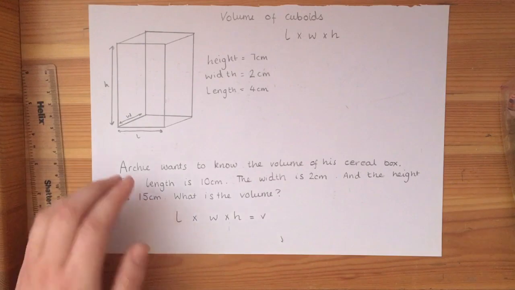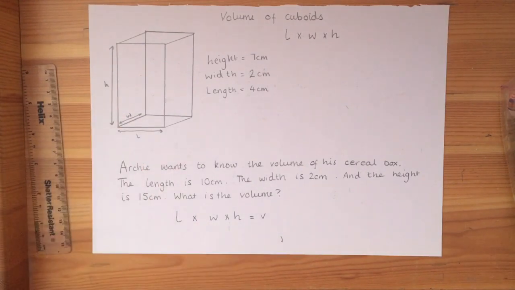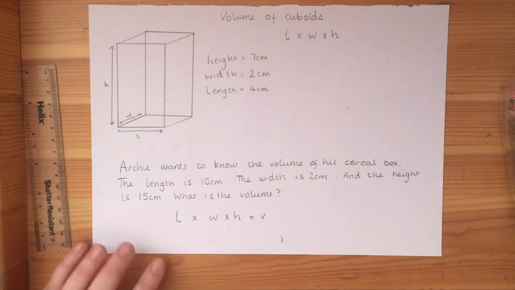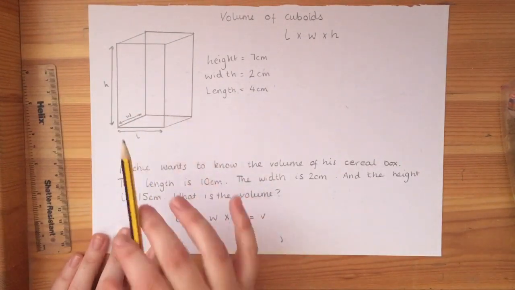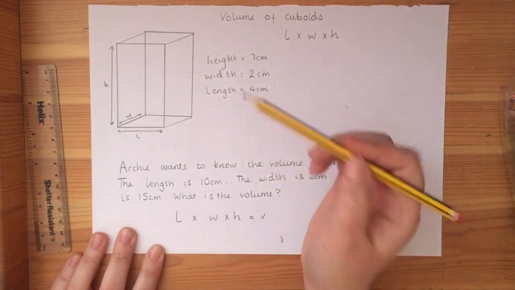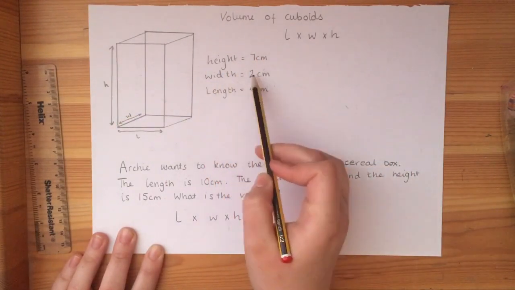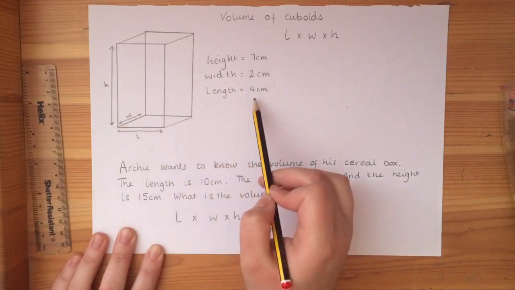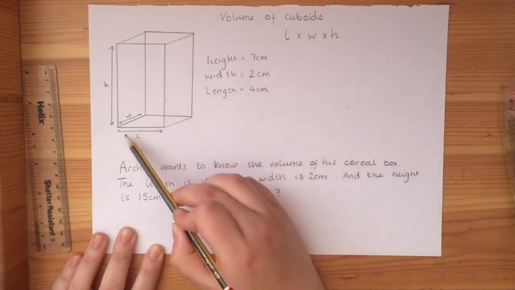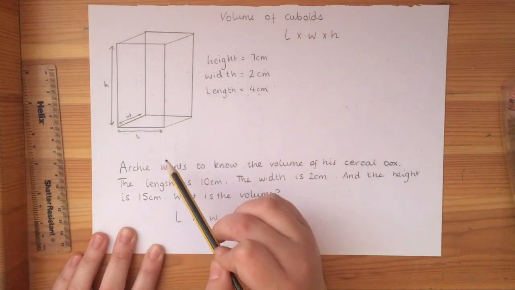So a cuboid looks a little bit like this. So only the pairs of sides are the same length in a cuboid. Like with a rectangle, not all of the lengths are going to be the same size. So I have one here, again it's not drawn to scale, but it's told me that the height is 7 centimetres, the width is 2 centimetres, and the length is 4 centimetres.